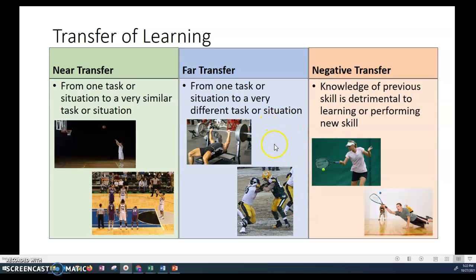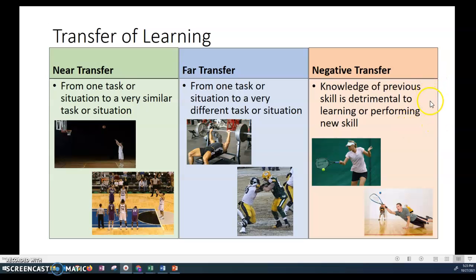And the closer you can get these, the better it transfers over. So you'll notice if you're ever in a big football weight room, they'll have setups for pushing weight that are a much closer simulation to actually pushing another player like you would when you block them. So far transfer: a task or situation that's very different, but those elements can transfer over.